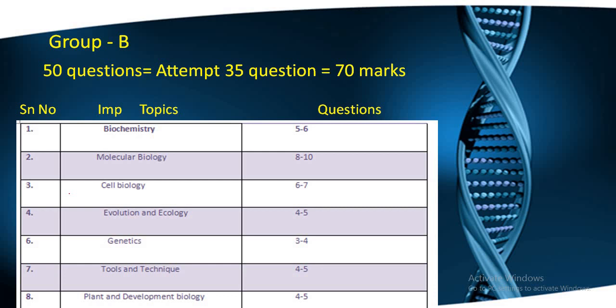For plants and development biology 4 to 5. And for biochemistry 5 to 6. So these are the modules 1, 2, 3, 4, 5, 6, 7. So these are the modules that you need to study.